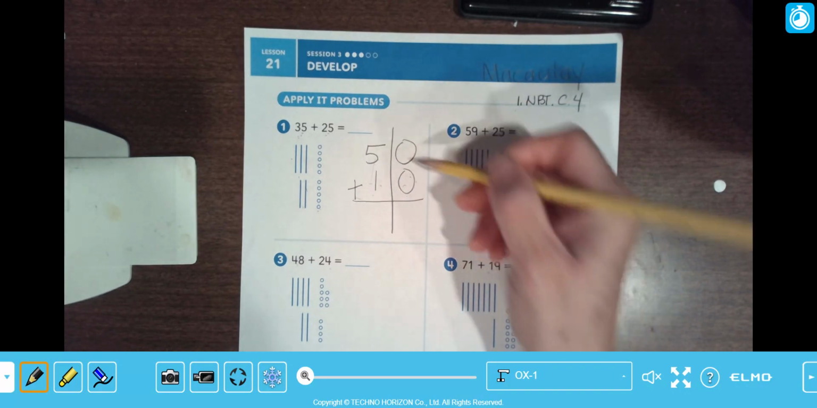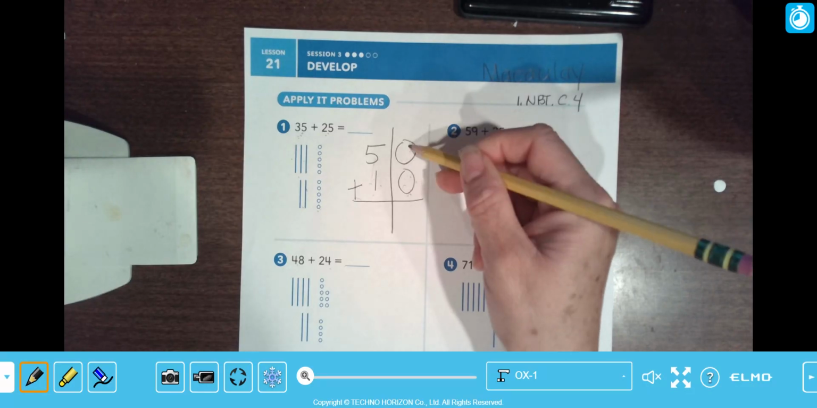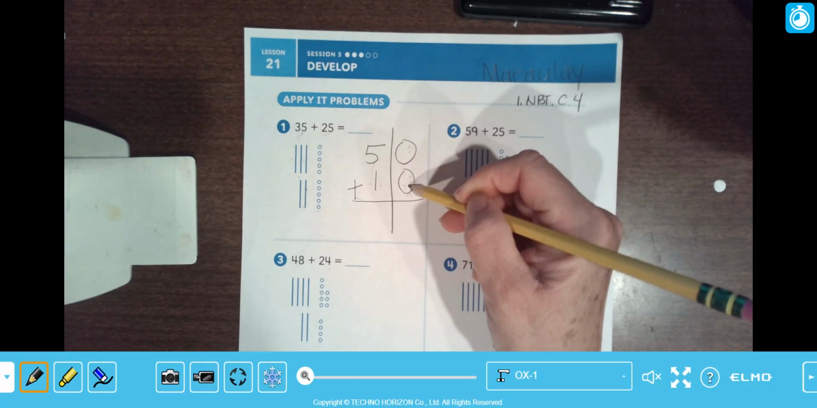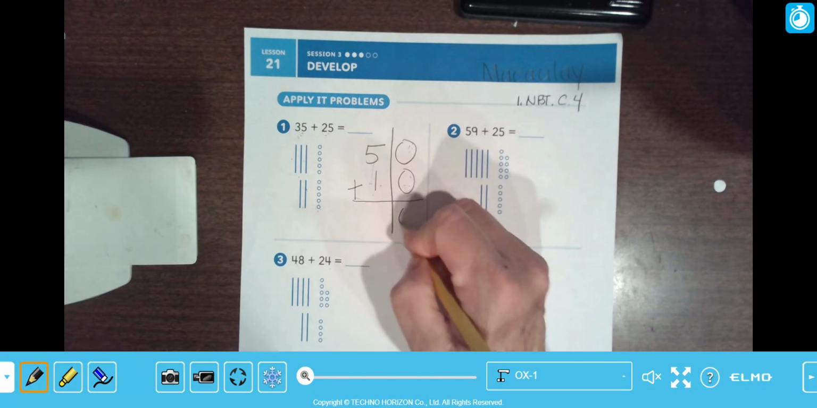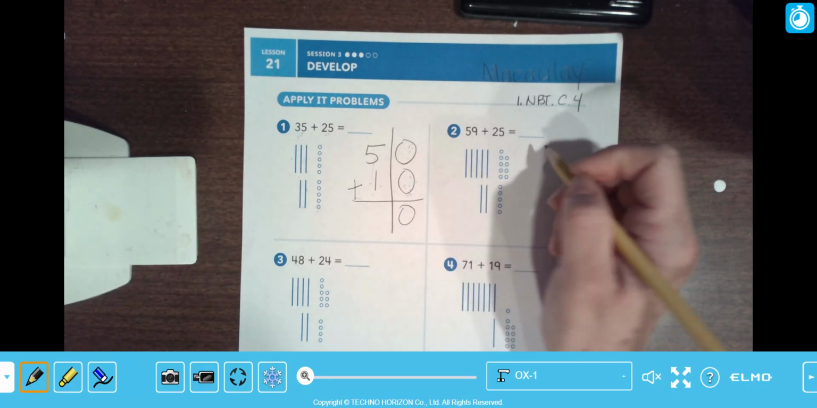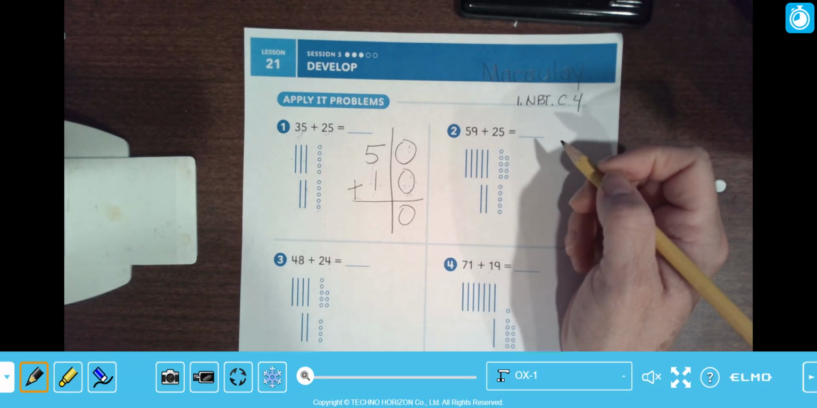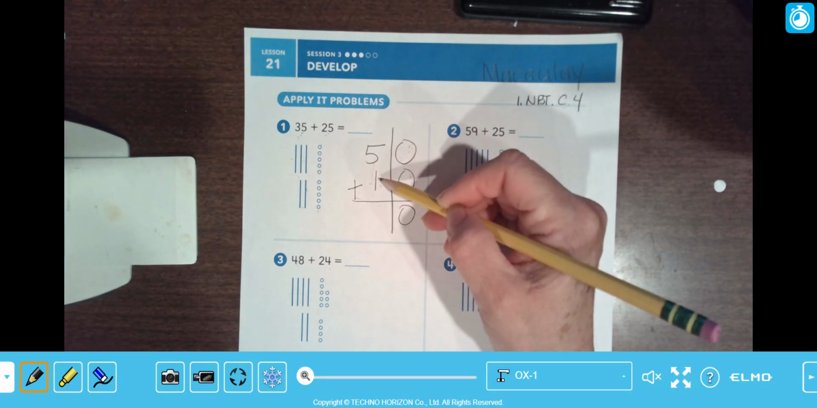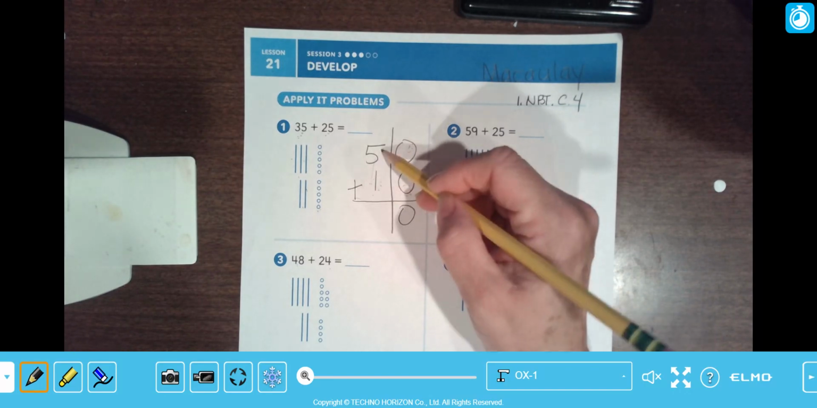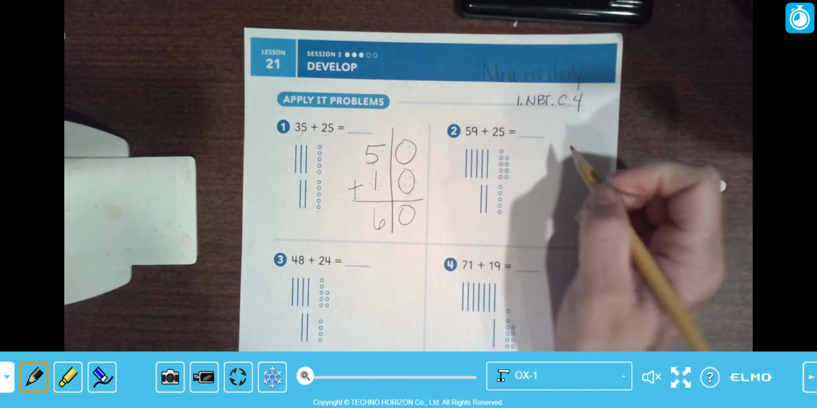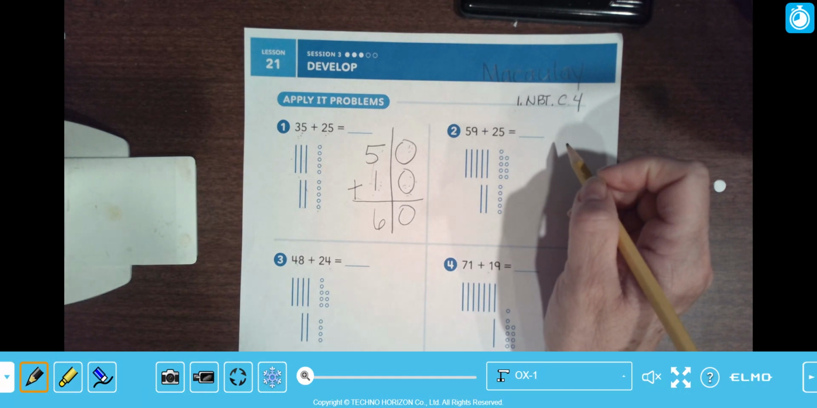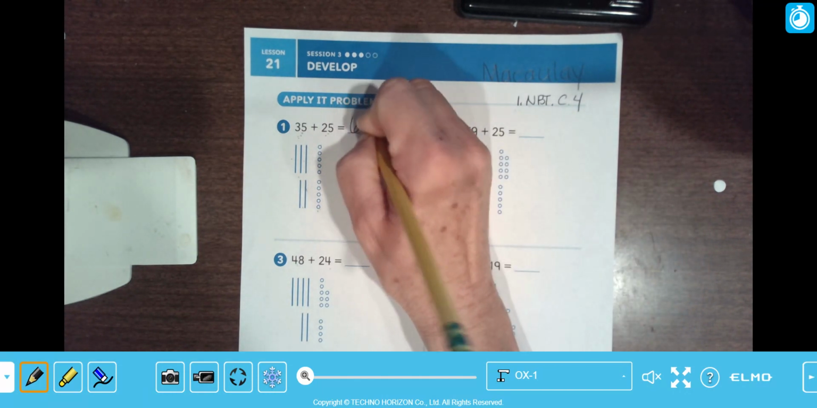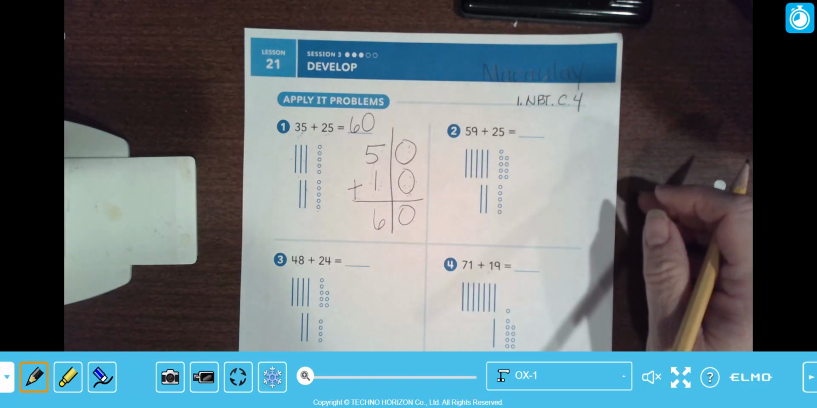Okay, you're going to add starting with this side here, with the 1s. This is the 1s. 0 plus 0. Yeah, it's 0. Write it down. Okay, now 5 plus 1. These are the 10s. Yes, 6 10s. So what's the answer? Yeah, the answer is 60. I'm going to write it here.